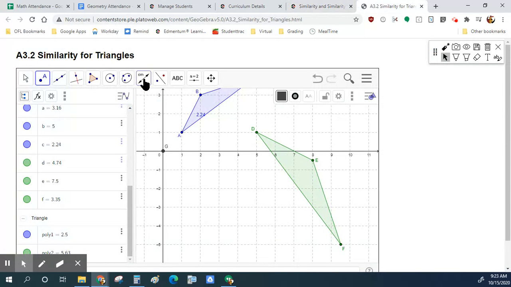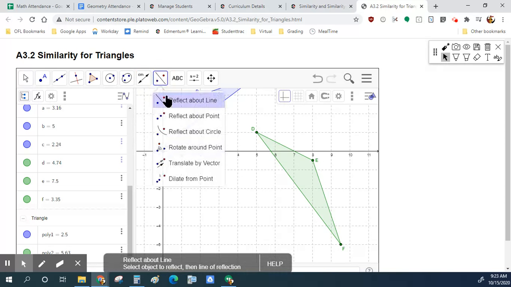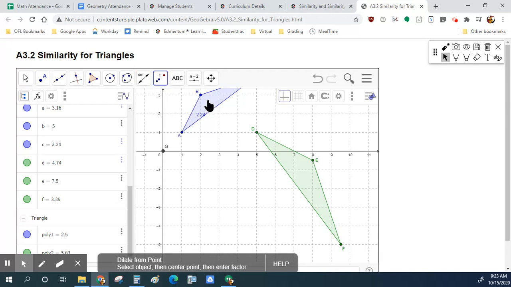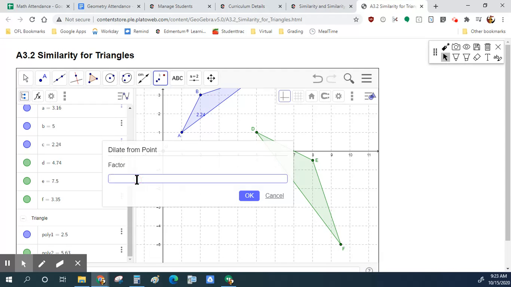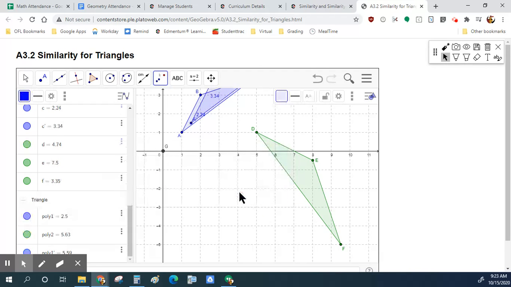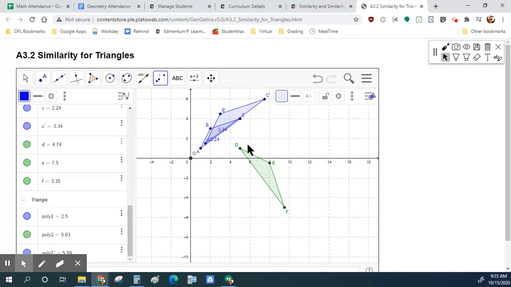All right, so let's see what we're going to do here. First, let's use our transformation tools, do a dilation from point. I'm dilating this whole shape by this point, and my dilation factor is 3.35 divided by 2.24. So we have this shape right here. The next thing I notice is, oh, this is totally opposite. It looks like it's rotated, like I have to rotate this the completely other way. So I'm going to rotate it 180 degrees.